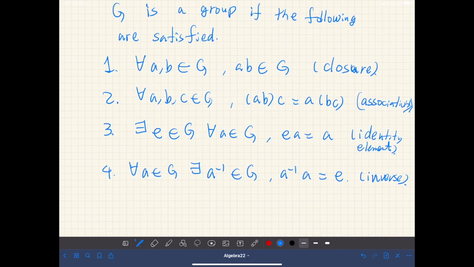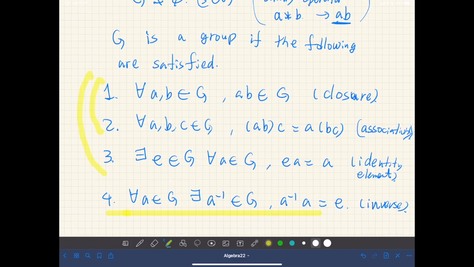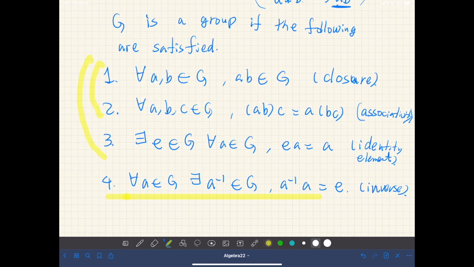Okay, as you can see, the first two conditions are just the same as the semigroup. And if the first three conditions are met, then it is a monoid. So if we add the last one, then this set G is a group. So for every element there is its left inverse element.